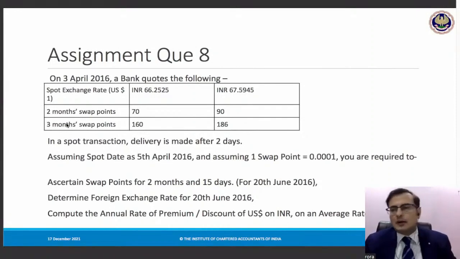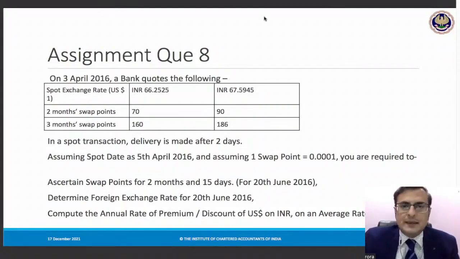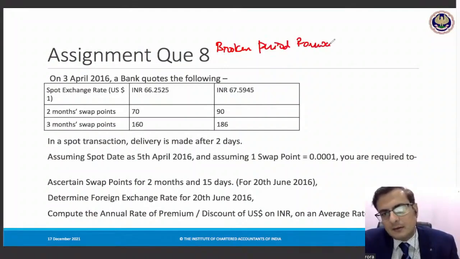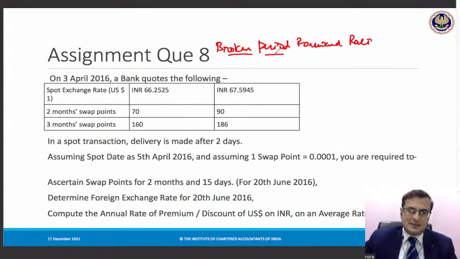This is also the concept of forward period, but this is called a broken period forward rate. Broken period forward rate. Sir, what does broken period mean?